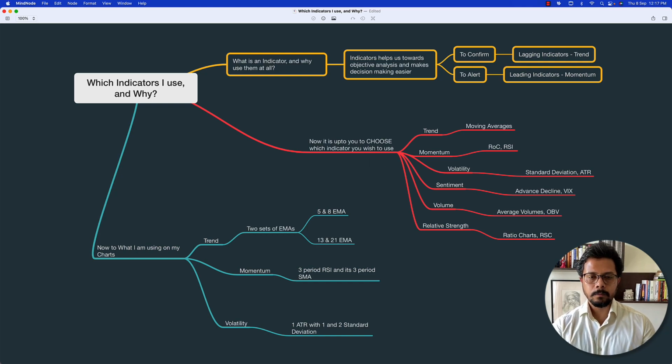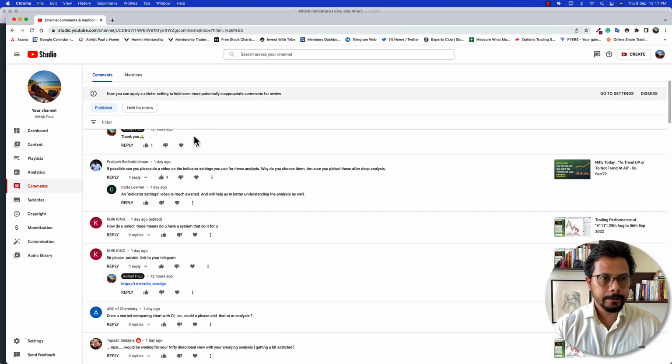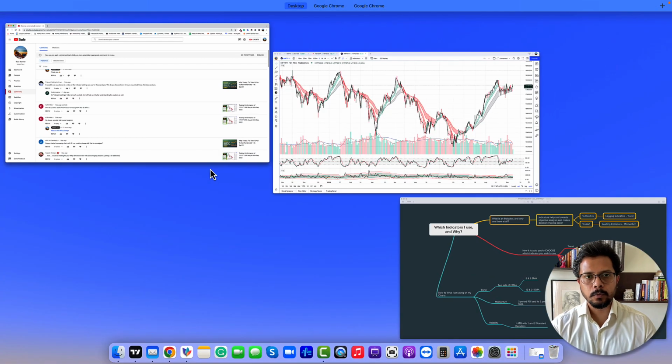So here you go. I hope Code Learner and Prakash Radhakrishnan, you would find this useful.